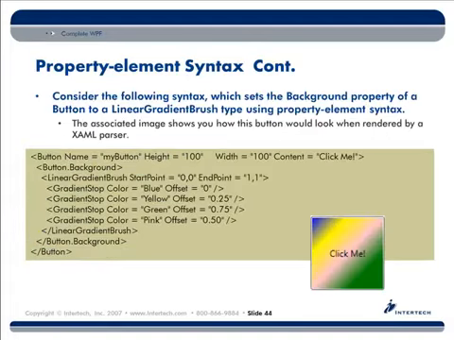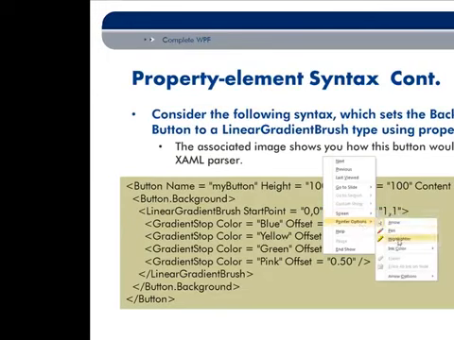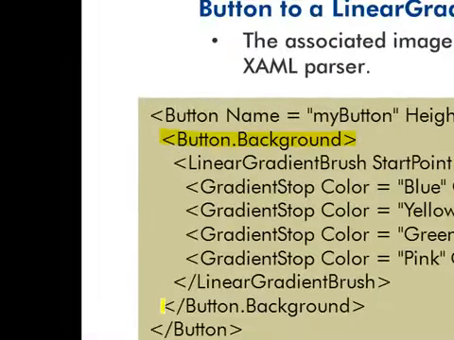Now, this graphic here also accentuates why I'm not a graphical artist. Not a very good looking button, but it gets the point across, right? I want to change the background color of this button, but I don't just want to pick a solid color. I want to have a gradient brush. Well, I need to define a whole sub-object of type linear gradient brush. And I can't capture that as a simple string, so I'm going to use my property element syntax.